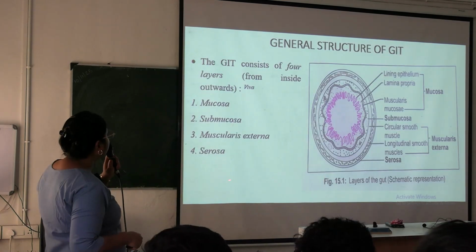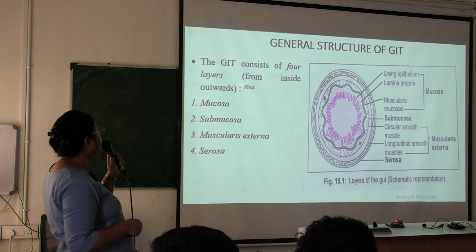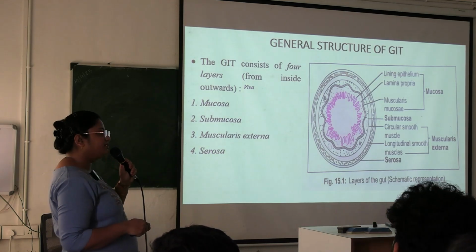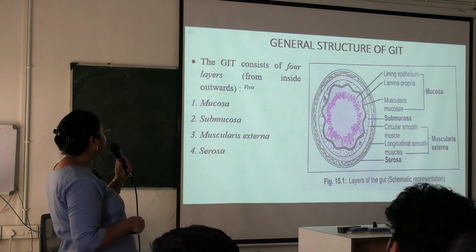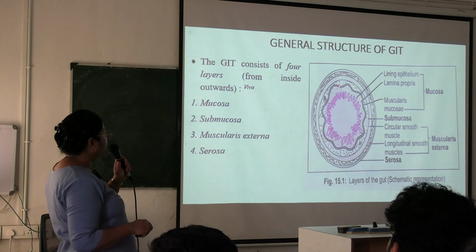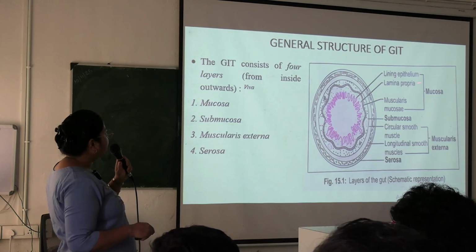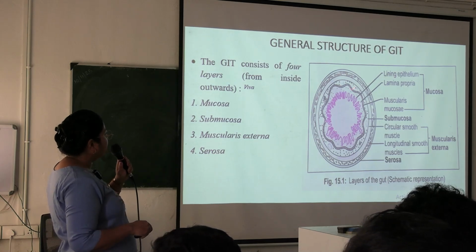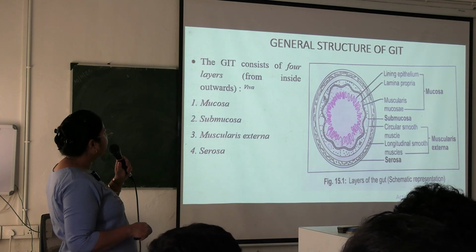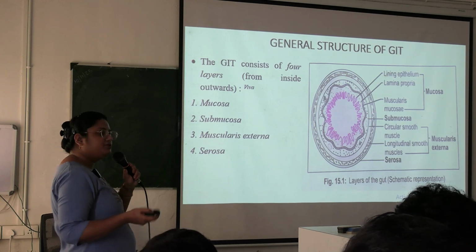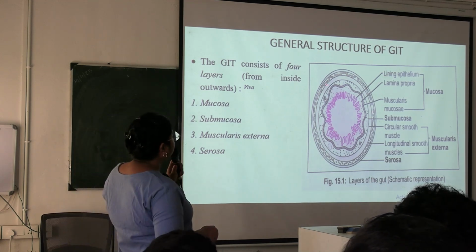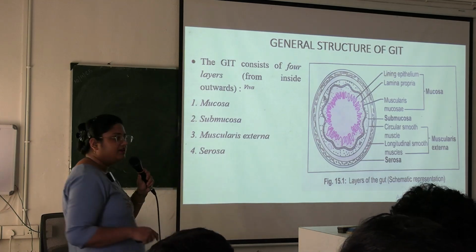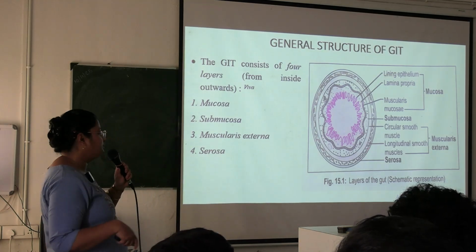Okay, these are the four basic layers of the gastrointestinal tract from inside outward. First, innermost is the mucosa. It consists of three layers: first the lining epithelium, then the lamina propria, which is loose areolar connective tissue, and then the muscularis mucosa, a small layer of muscle.